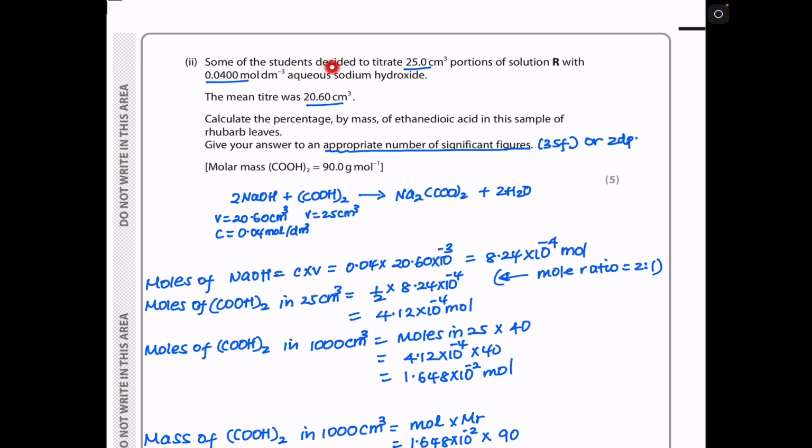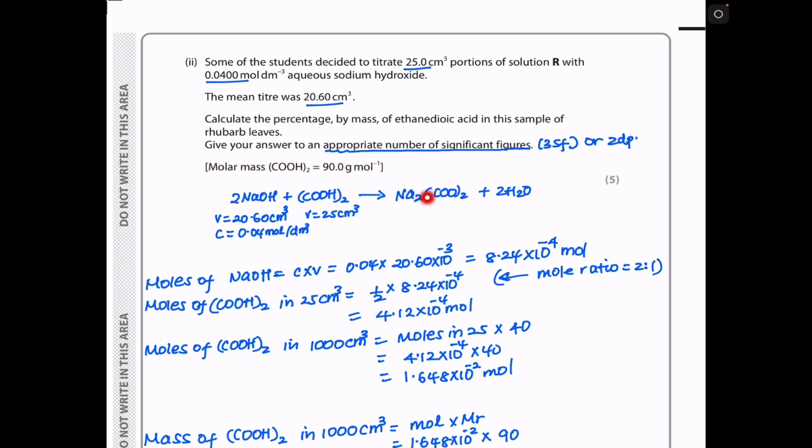Next, they say some of the students decided to titrate 25 centimeters cubed portions of solution R with 0.0400 mole per decimeter cubed aqueous sodium hydroxide. The mean titer was 20.60 centimeters cubed. They want you to calculate the percentage by mass of ethanedioic acid in this sample of rubber leaves and give your answer to an appropriate number of significant figures. They've given us the molar mass of ethanedioic acid.